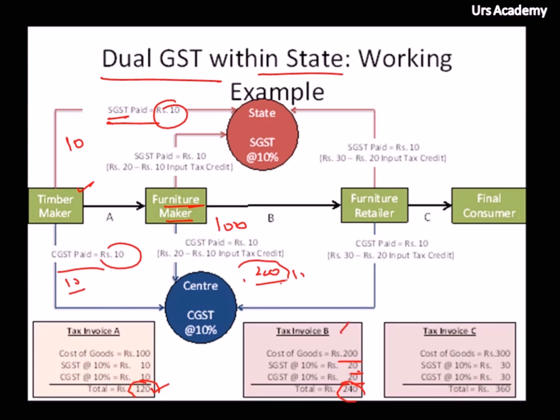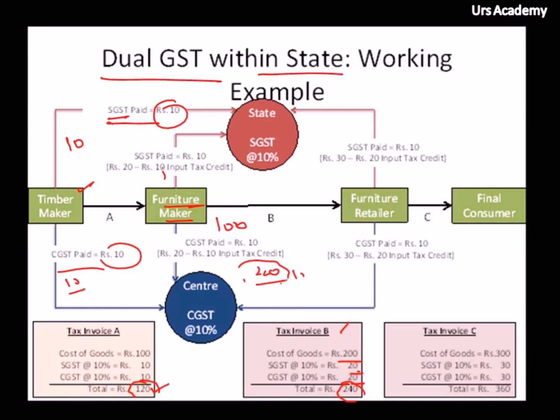So how will it be done? The taxes which the timber maker has already paid to the center and state will be debited to the furniture maker. That means 10 rupees by center, 10 rupees by state. Okay, 10 rupees by each will be debited to him, and finally he pays the tax on 200 rupees at the rate of 10% SGST, 10% CGST, that means 20% tax, which is 40 rupees. He will pay 40 rupees of tax.